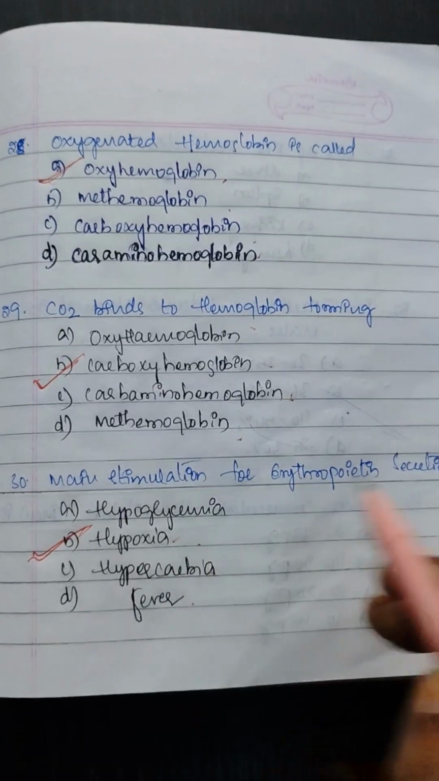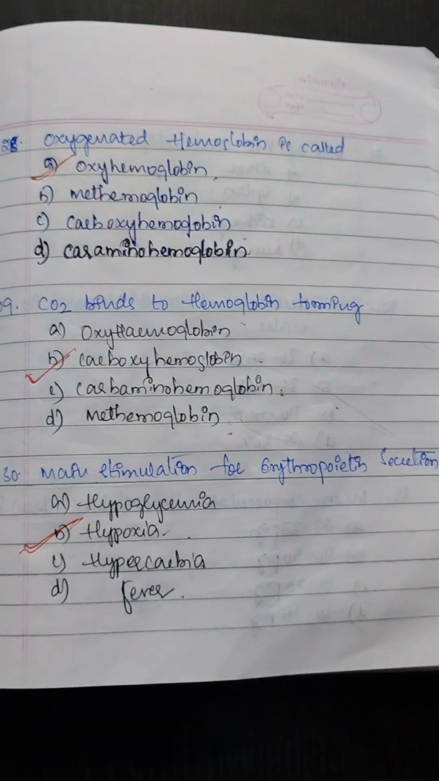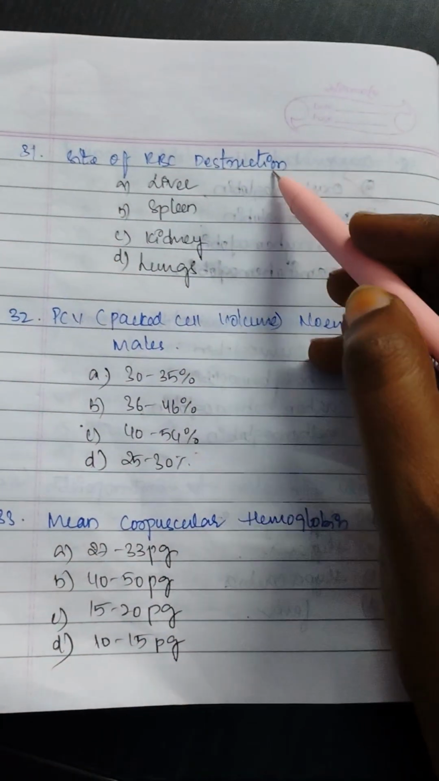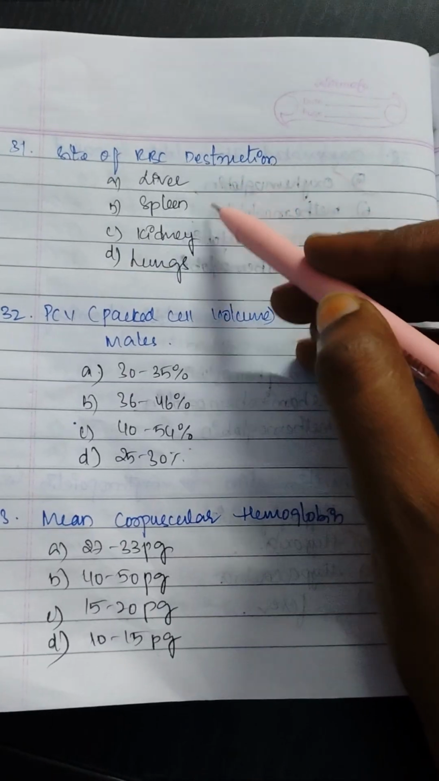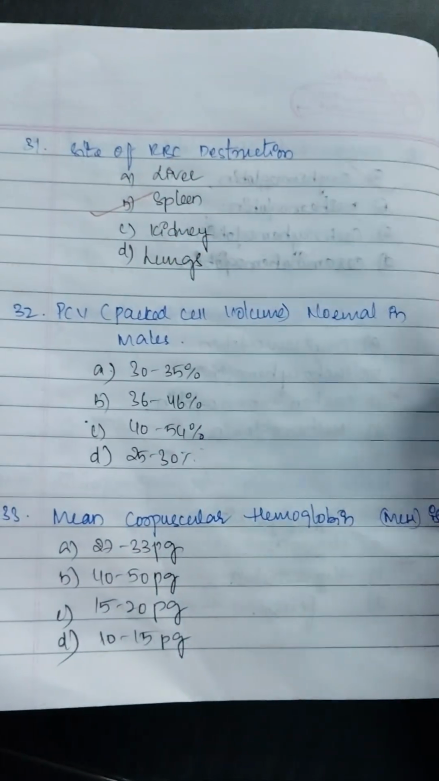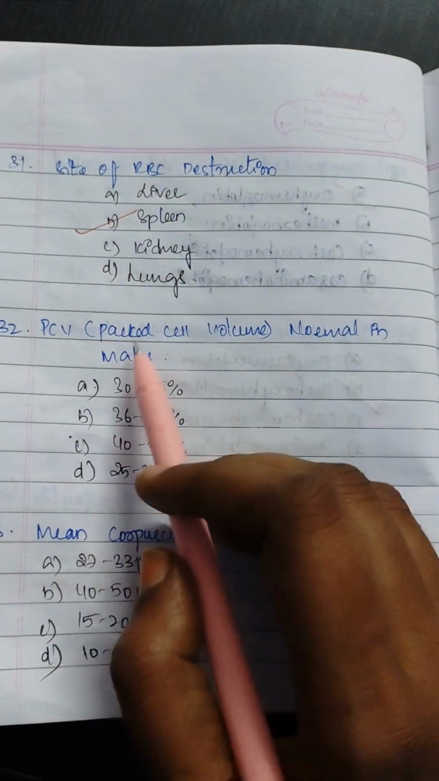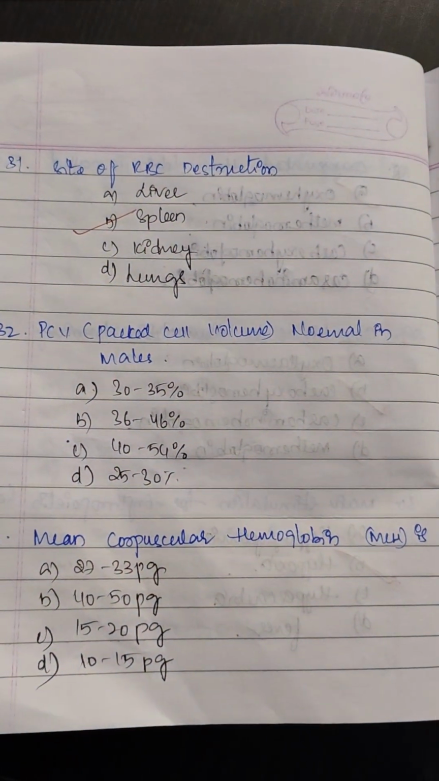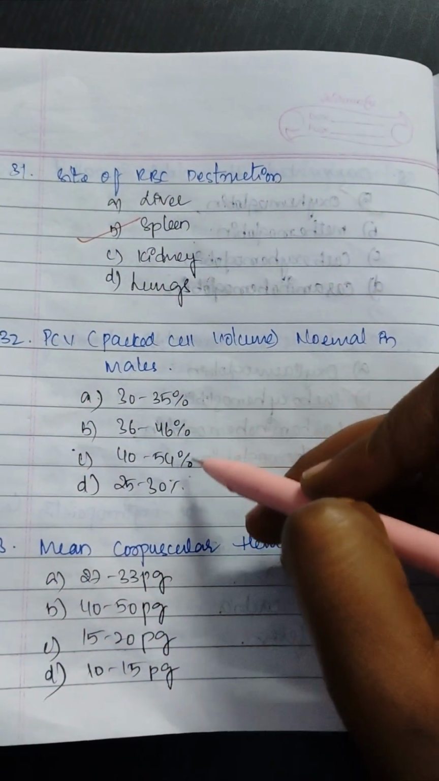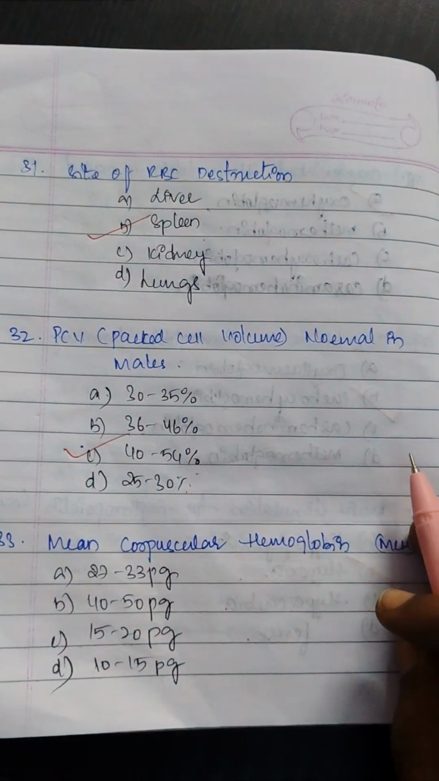Low oxygen levels stimulate erythropoietin secretion. The next question: site of RBC destruction. Liver, spleen, kidney, lungs. The answer is B, spleen. Then, packed cell volume, normal in males: 30 to 35%, 36 to 46%, 40 to 54%, 25 to 30%. The answer is C, 40 to 54%.